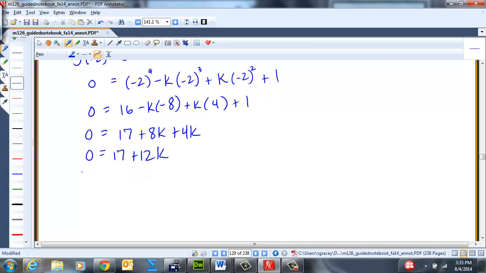So negative 12k is equal to 17, and dividing both sides by negative 12, k is negative 17 twelfths. Which doesn't look nearly as bad as we thought this one would be, right? So that is the answer, my friends.